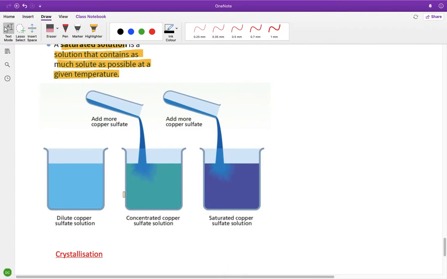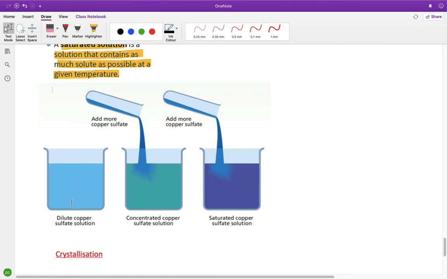So there's a little diagram here. A dilute copper sulfate solution. So copper sulfate, they're like little blue crystals. We have them in the lab. So here you'd have just a few little blue crystals with lots and lots of water, making a nice light blue. And then if you add more copper sulfate, you have a concentrated copper sulfate solution. And then if you keep adding the copper sulfate, it will become saturated. That kind of gradient makes sense.